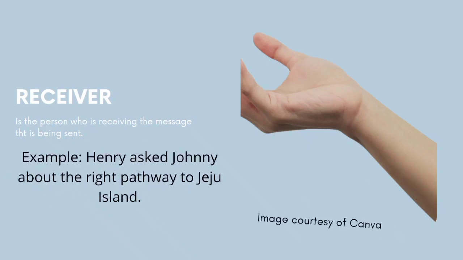Receiver is the person who is receiving the message that is being sent. Let's use the same example. So Henry asked Johnny about the right pathway to Jeju Island. So Johnny is the receiver because he's the one who received the message coming from the sender, which is Henry.